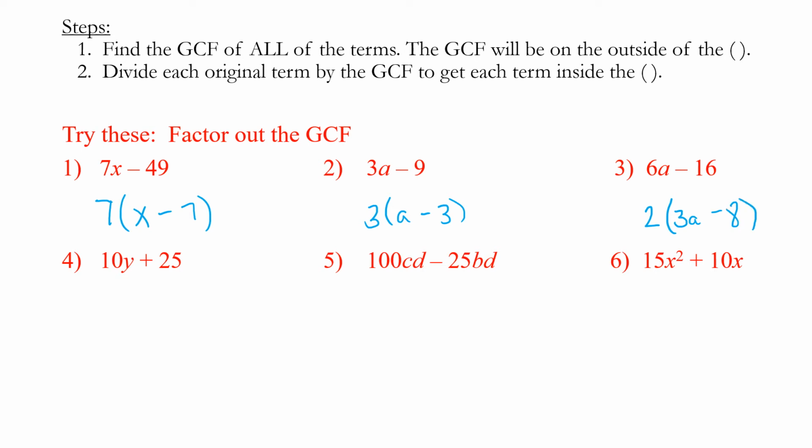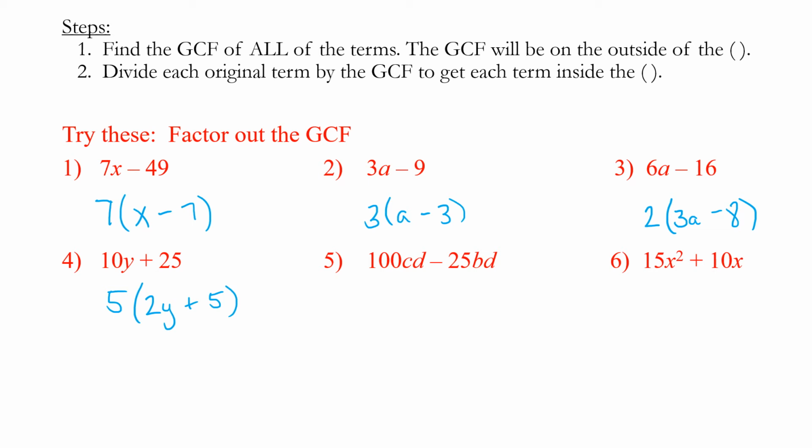Taking a look at this, we have 10y plus 25. The greatest common factor of 10y and 25 is 5, and 10y divided by 5 is 2y, plus 25 divided by 5 is 5.